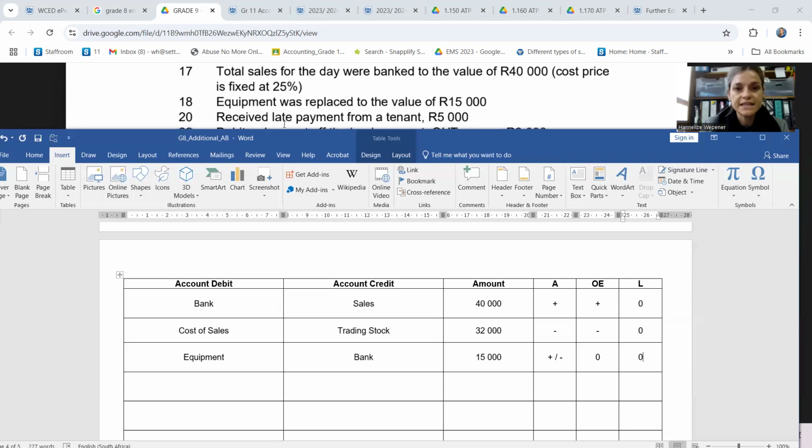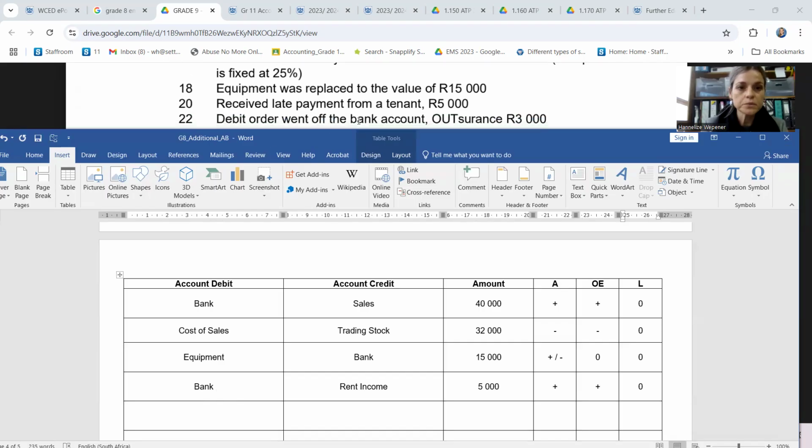Then you received a late payment from a tenant. So you have someone who's renting your property and they made payment to you. So you received money, therefore debit the asset bank. Why? Because of rent income. Income accounts increase on the credit side. So you have more money, therefore more assets, more income, therefore more profits going to the owner.